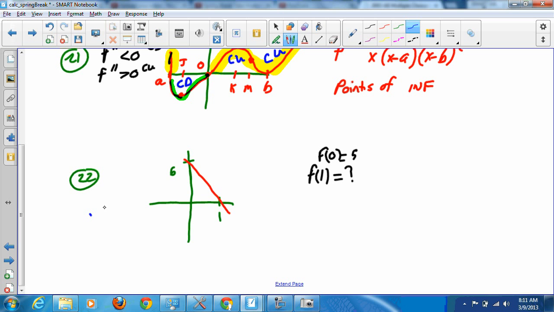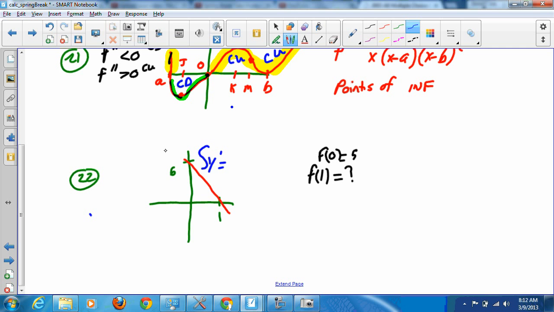Okay. On number 22, they're asking us to find the value when the function is equal to 1, and they give us the derivative right here. So this is a linear derivative. If we take the integral of the derivative, it's going to take us back to the function.